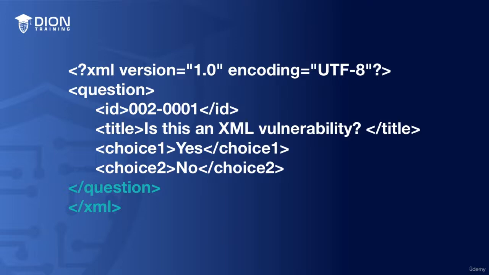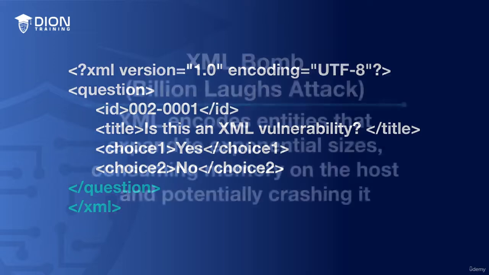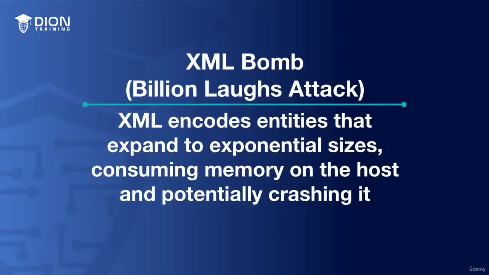Now, let's talk about some exploits that you'll see used with XML. First, we have an XML bomb, also known as the billion laughs attack. Now, an XML bomb takes XML and then encodes it and uses those encoding entities to expand them to exponential sizes, which will consume memory on the host and potentially crash it.